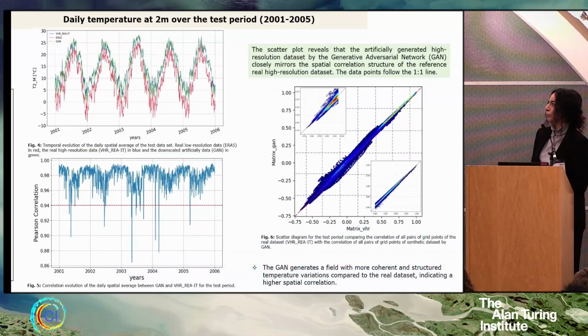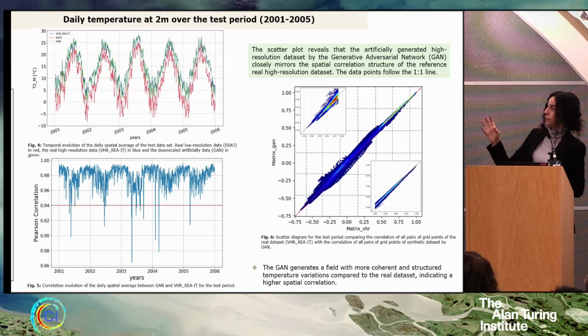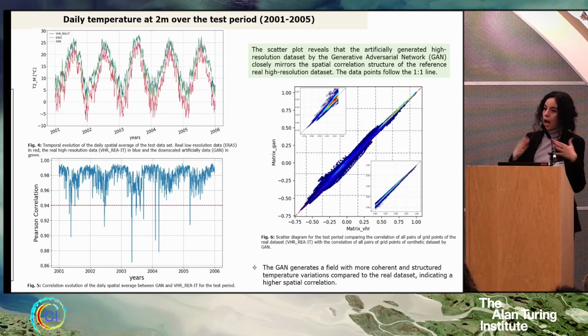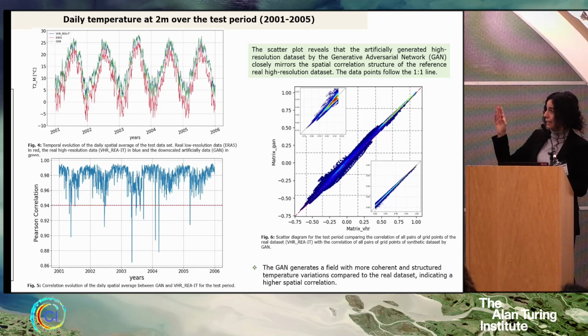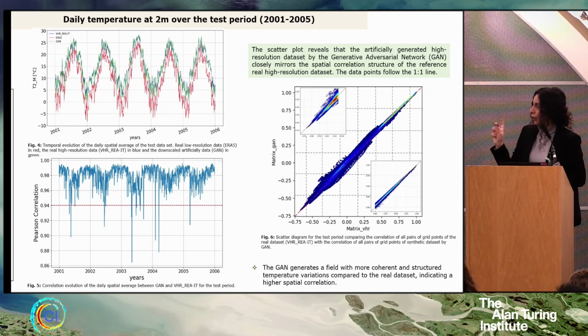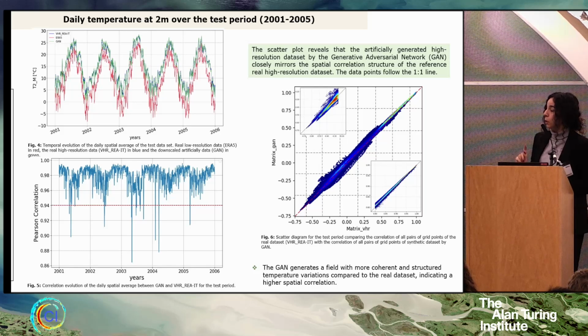But we analyzed also temporal and spatial correlation. When you talk about temporal correlation, the GAN doesn't have the time dimension. But this is only a measurement of accordance between the high-resolution dataset and the low-resolution dataset. The GAN is in green and the VHR is in blue. The curves are overlapped. Instead, ERA5 has a shift with respect to the high-resolution dataset.